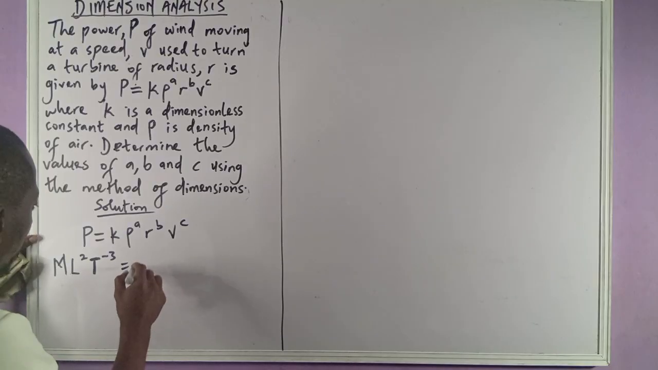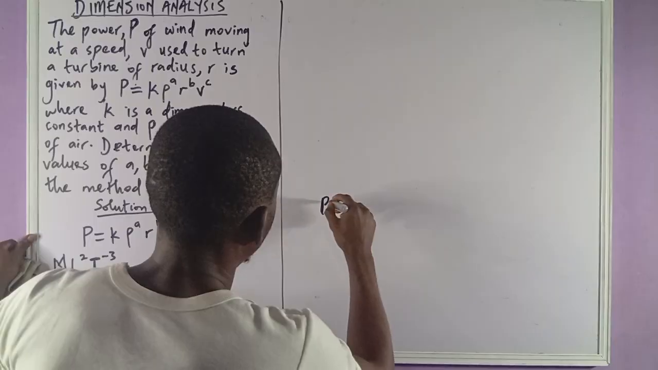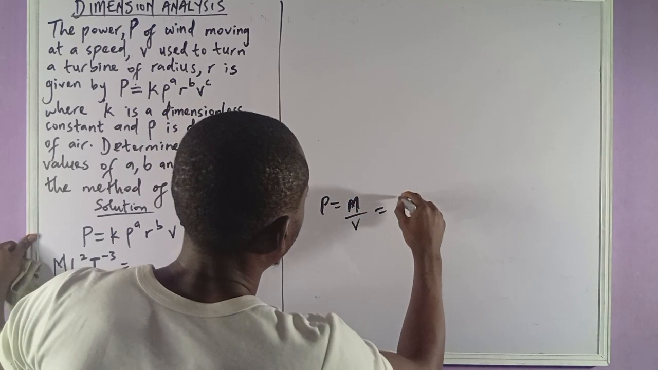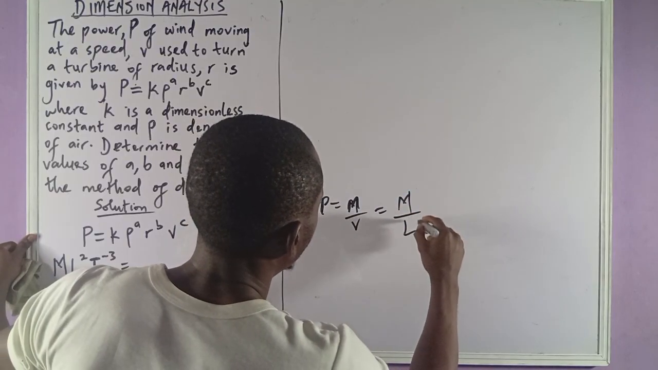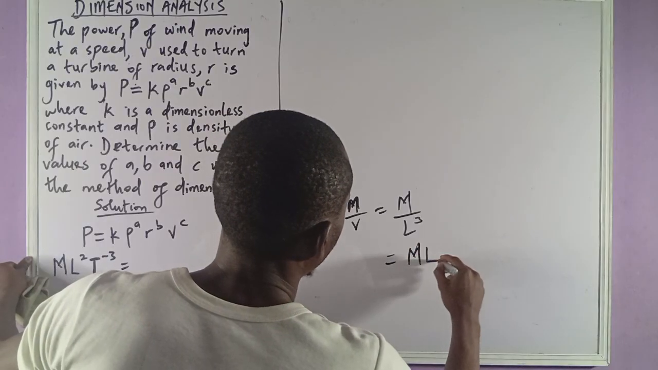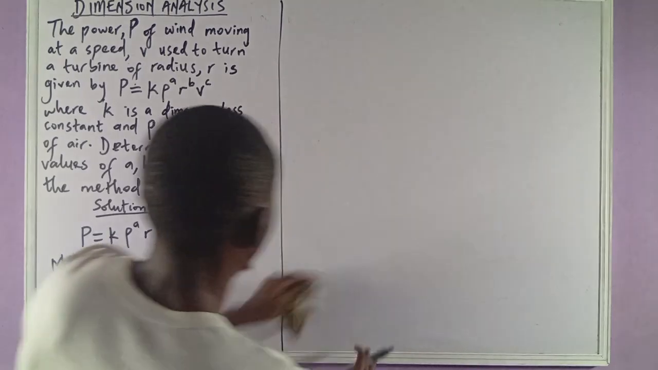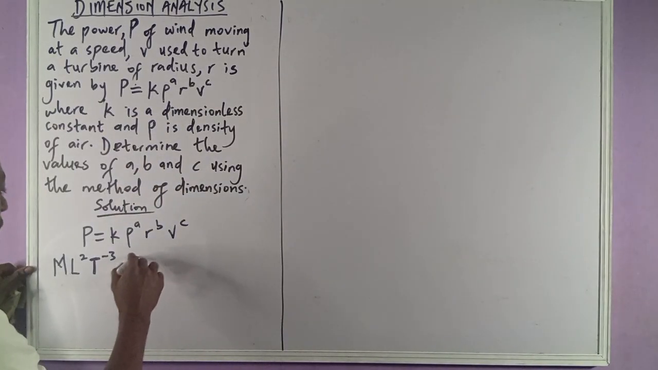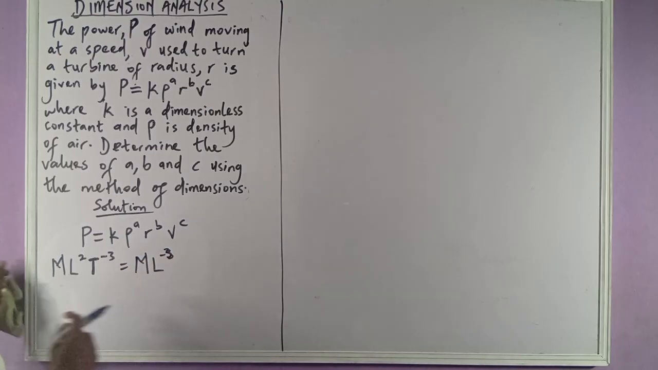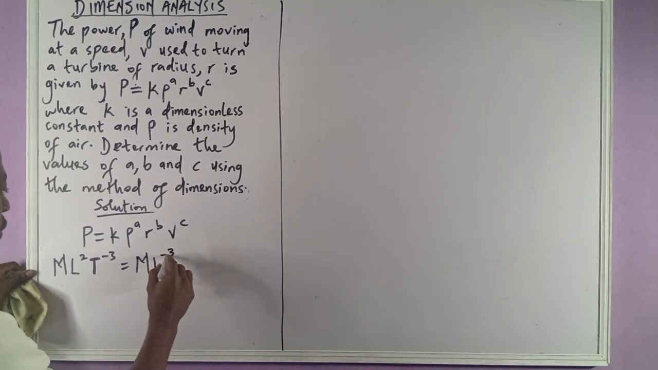So rho is the next one, which is density. Now our density is mass over volume. So mass has a dimension of m, volume has a dimension of L cubed. So the dimension of density will be m L raised to power minus 3. I want to ensure my writing is m L raised to power minus 3.